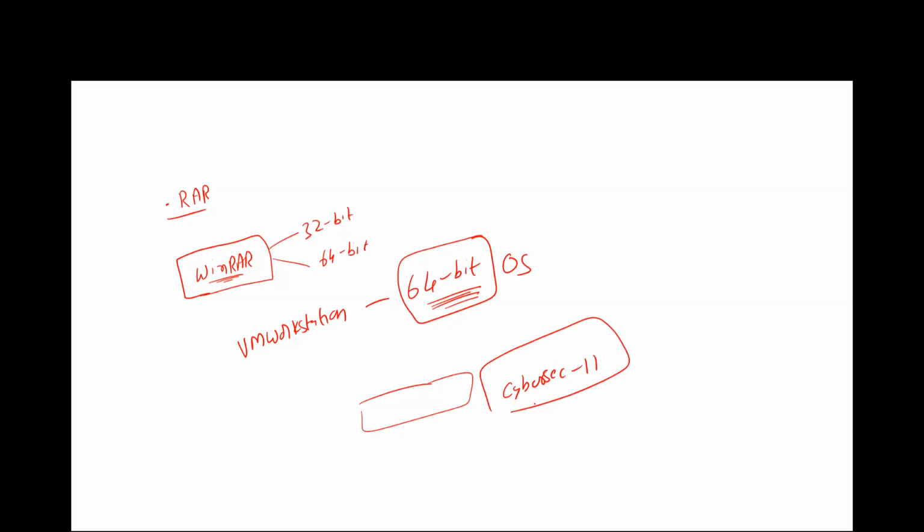In cybersec 11, you have to search for a file with the extension .vmx, right? This vmx is the virtual machine's configuration file. So you'll have to find this particular file with the extension .vmx. Let me show you how exactly you'll be able to get it. So let me share my screen.